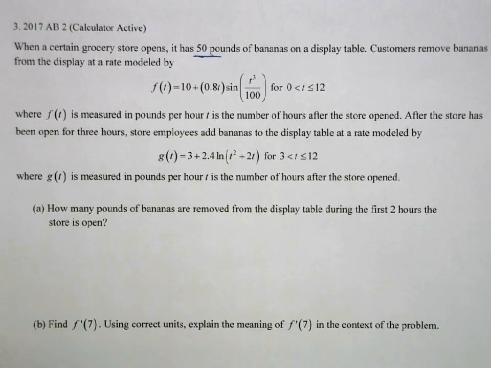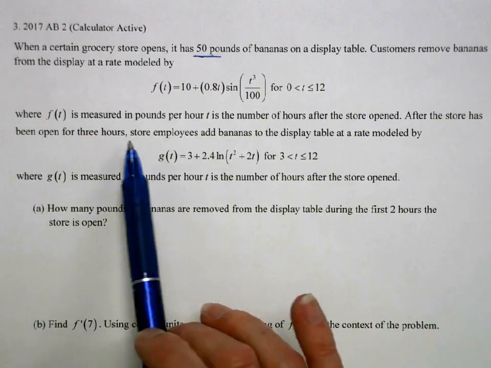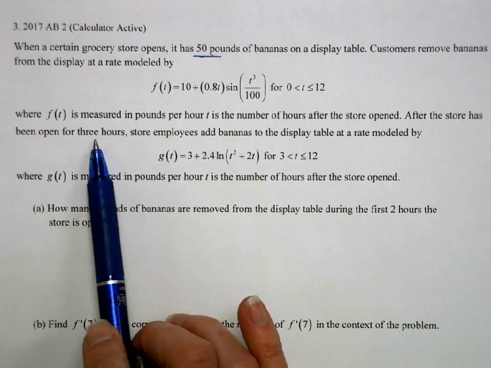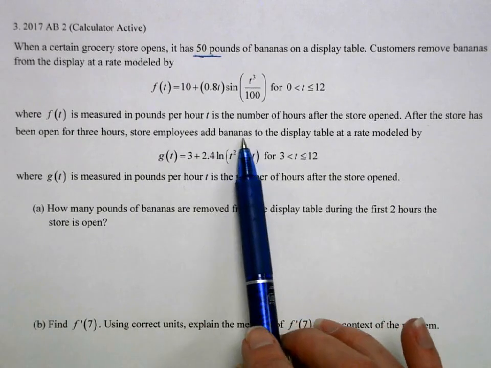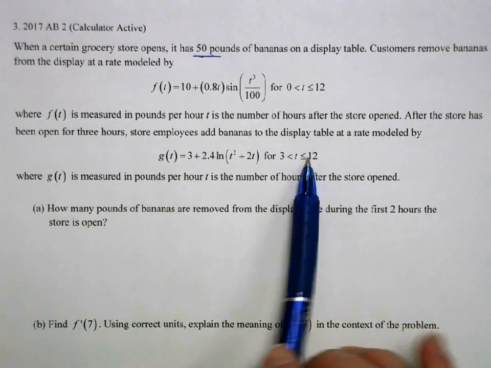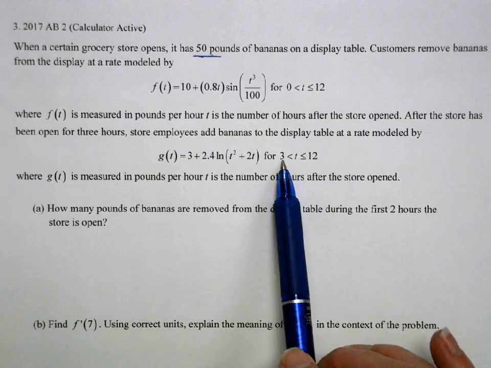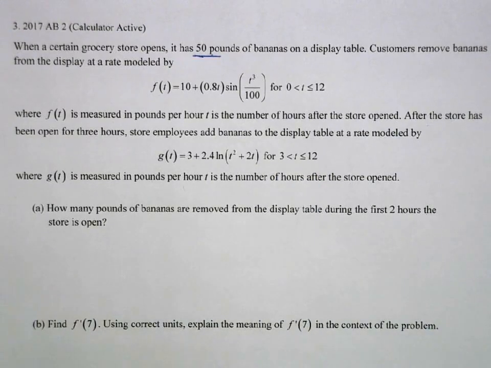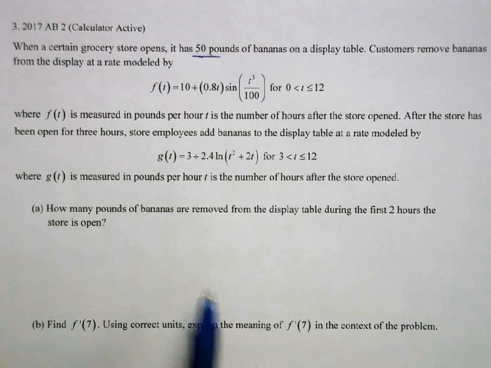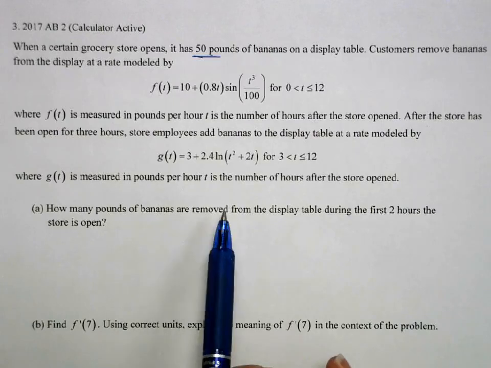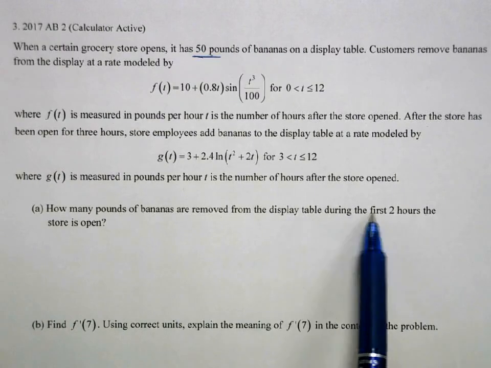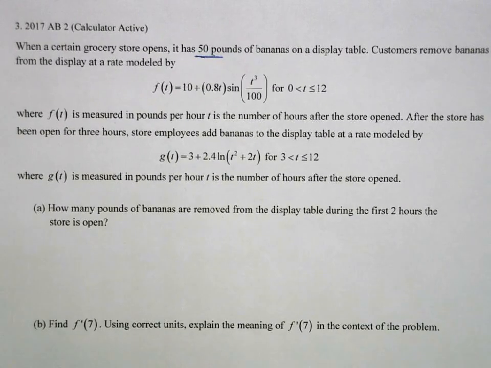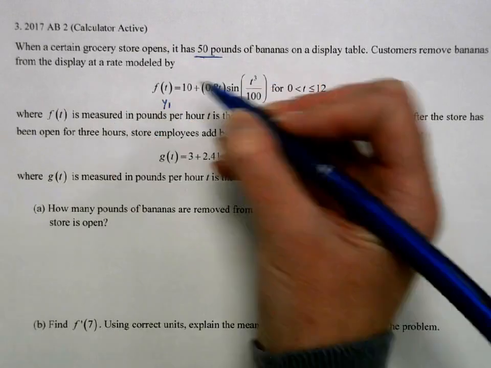After the store has been open for 3 hours, store employees add bananas to the display at a rate modeled by this function. Note that it starts at 3 because it doesn't happen until hour 3. This is also measured in pounds per hour from when the store opened. So how many pounds of bananas are removed from the display table during the first 2 hours that the store is open? So I'm going to store this in my y1 and this in my y2, and then we will answer that question.